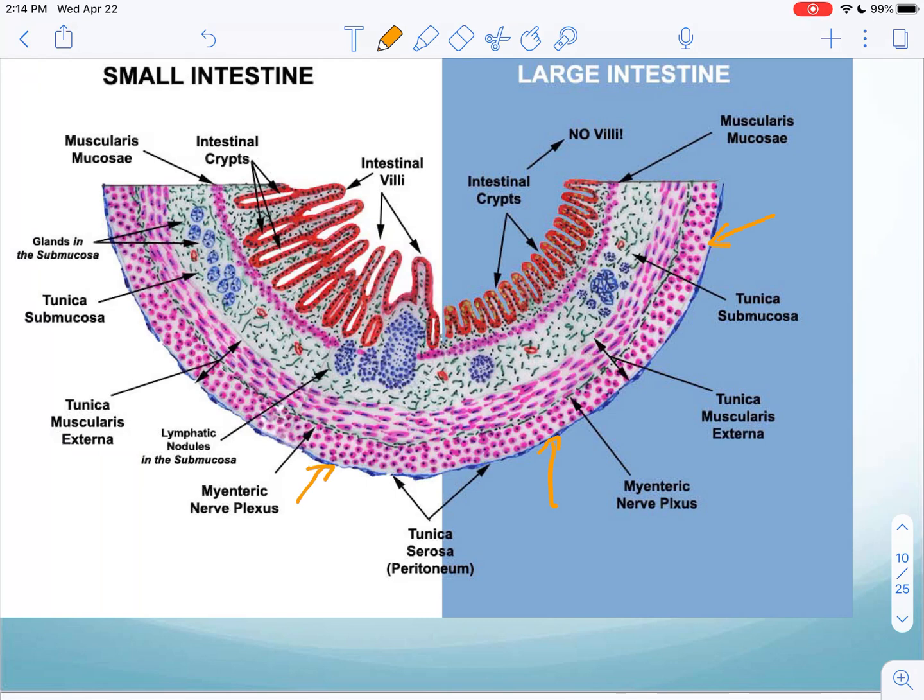Just deep to that, let me change colors. We've got 2 layers. Here's one, and that goes all the way. Here, let's try that again. That's the edge of it. There's one layer. That's the other edge of it. And then deep to that, you've got the second layer of the muscle.